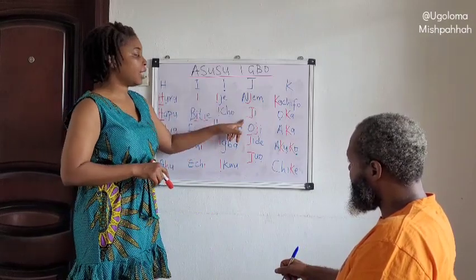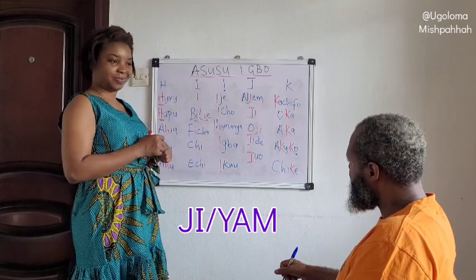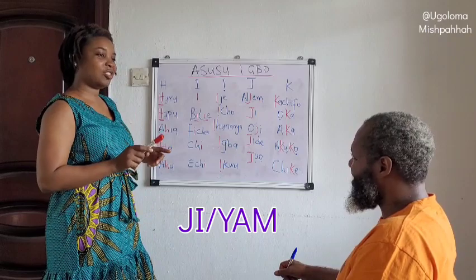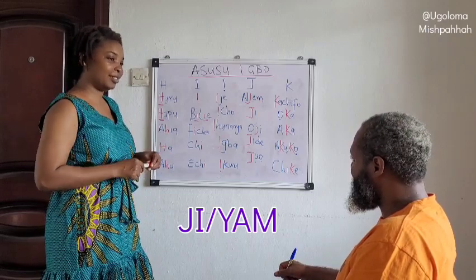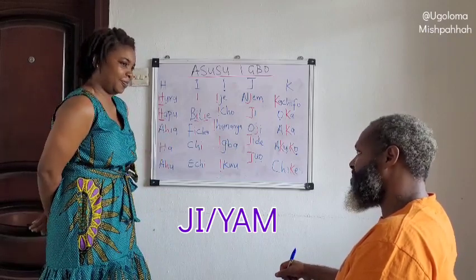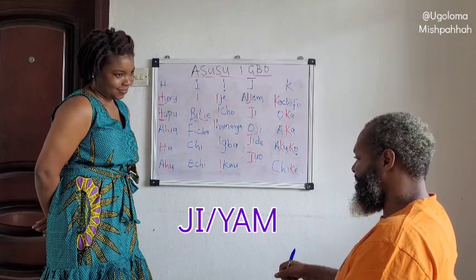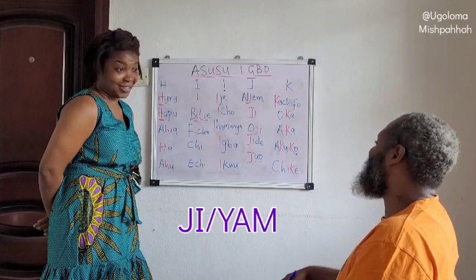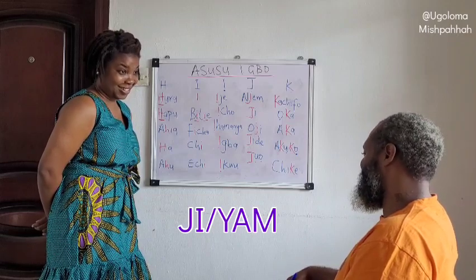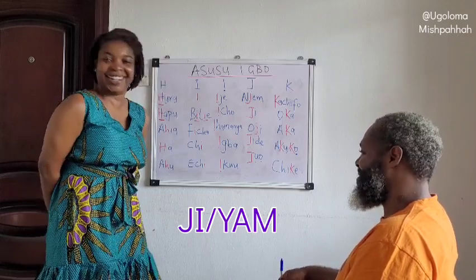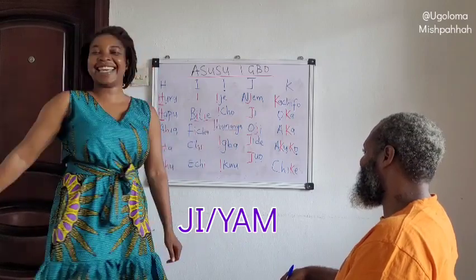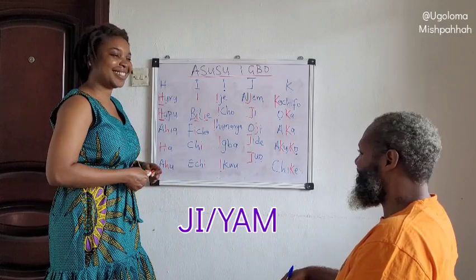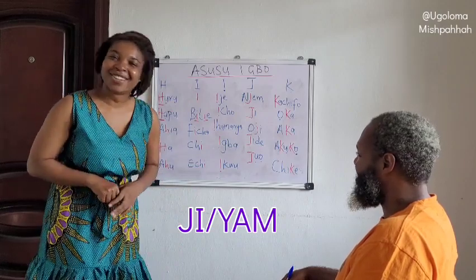Okay. Next one. G. J. G is one of the foods you like eating. And sure, it's the food we ate this morning. What did you eat this morning? I'm trying to remember. What did you eat this morning? Yam. G is yam. Correct. Say that. Do you like yam?